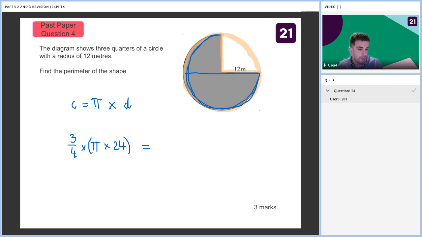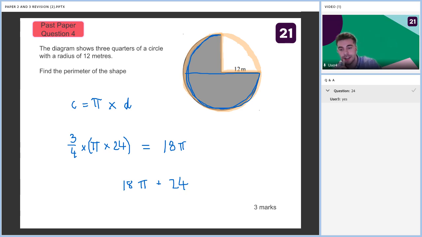Again, I'm going to leave that in terms of pi until my final step. 3/4 multiplied by pi multiplied by 24 comes out as 18 pi. And then, as I mentioned right at the start of this question, all I'm going to do then is add on the 2 straight edges. You've got a 12 meter line and another 12 meter line, hence a total of 24 meters added on as well.